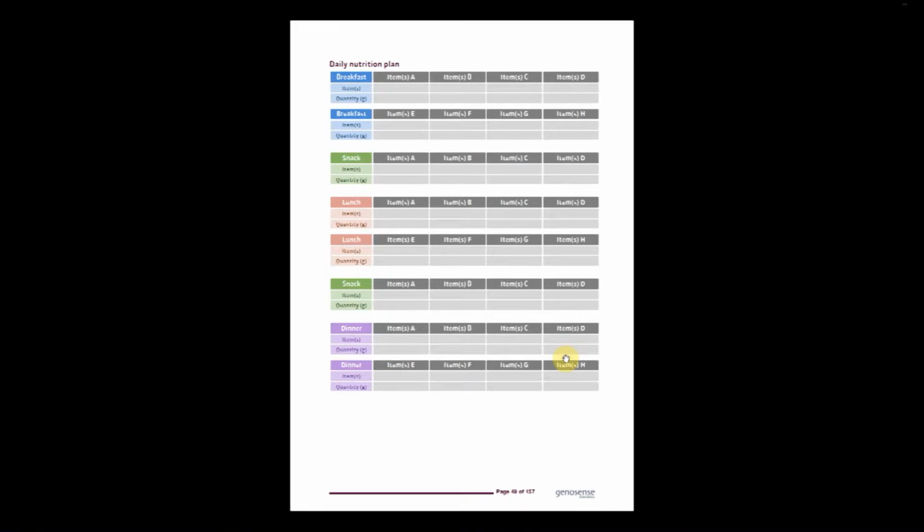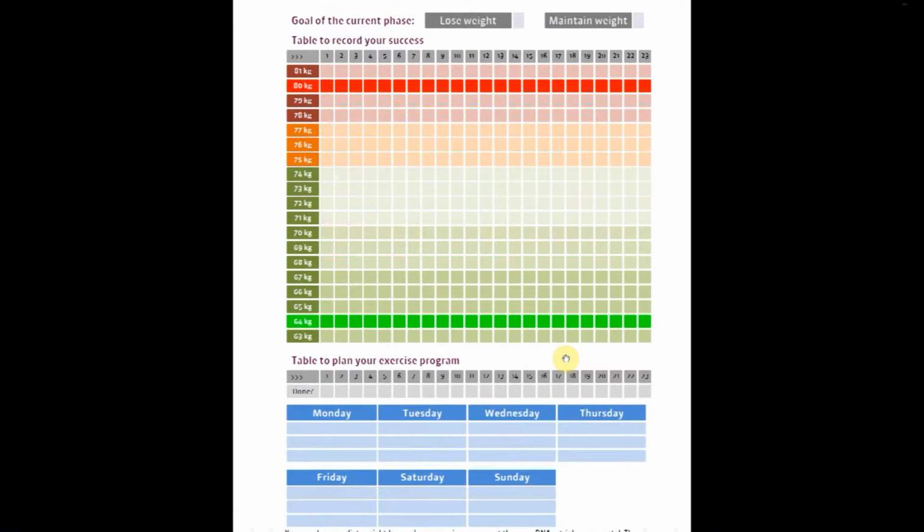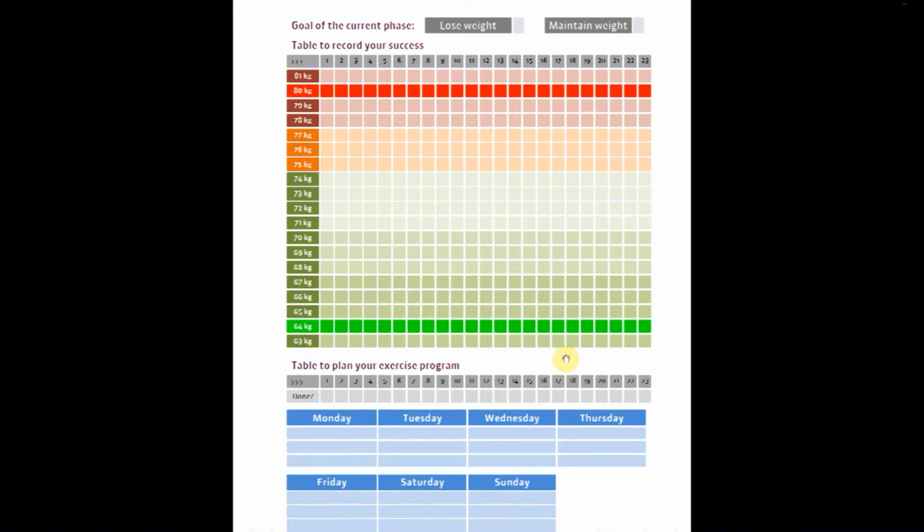And another very useful thing, in case you don't want to use the portal, is this page here. It will automatically show you that you had 80 kilograms at the time of ordering the test. So this is where you start, and this is where you want to go. That's your target weight. That's already automatically entered for you. So you decide yourself how often you want to measure, once a week or every 2 days, and then you just put a cross here where you are.